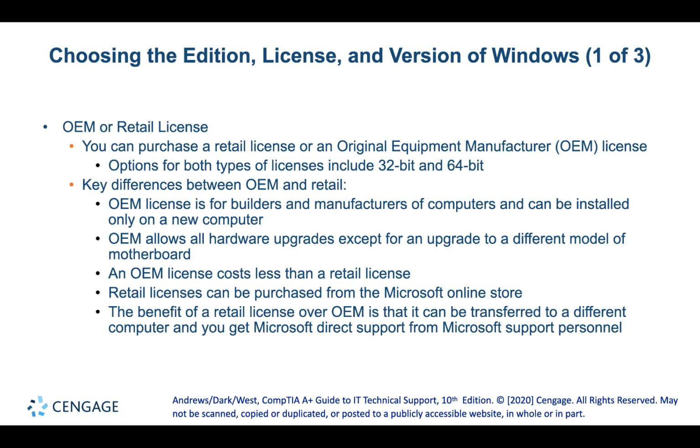If you plan to use the system, then you need and must purchase a retail version of Windows. With that version, though, you don't have the limitations. You can upgrade hardware, you own that license, and you can transfer it from machine to machine, but one machine. You can't have the retail version license on multiple machines.